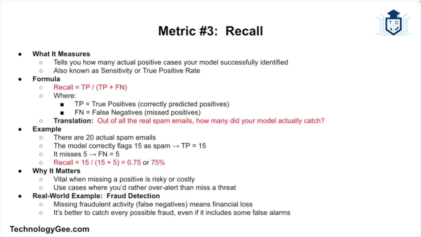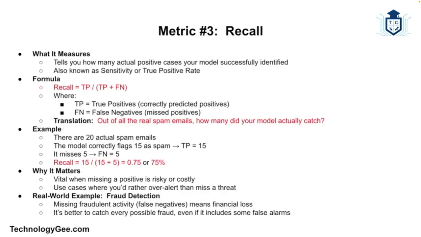Our next metric is called recall. So exactly what is this? Well, recall, which is also known as sensitivity or true positive rate, this tells you how many of the actual positive cases your model caught. So once again, you can see the formula on the screen, and to put that in plain English, that basically states out of all the spam emails that exist, how many did your model find?